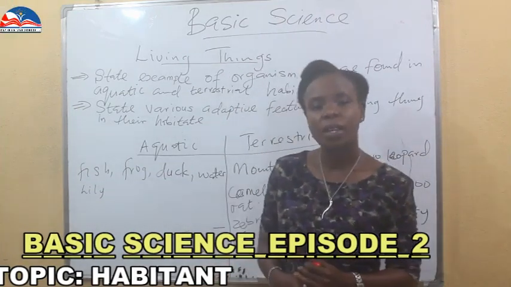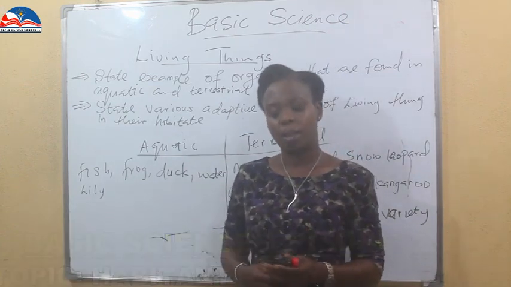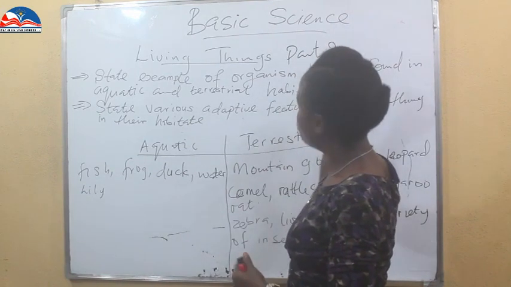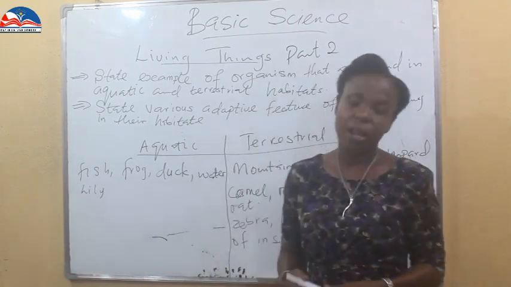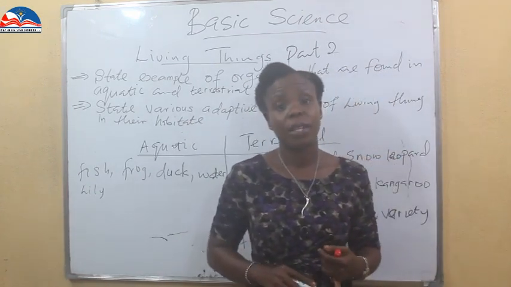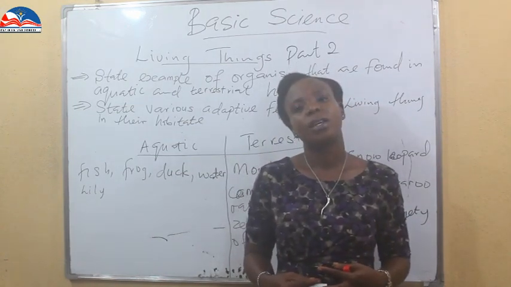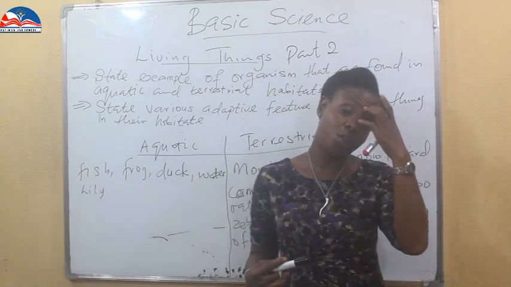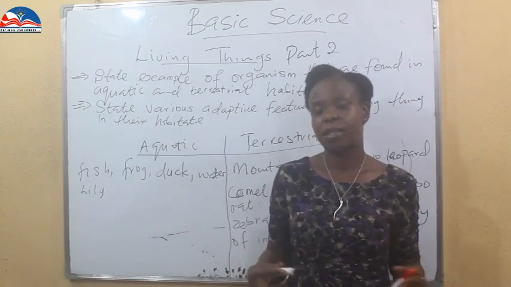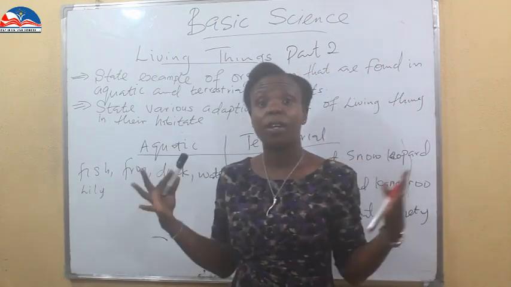Our class for today, Basic Science, and we are continuing on habitats, living things. Part 2 today; we took part 1 before. We have mentioned the different habitats. We explained what a habitat is in our previous class, and we talked about the different types of habitats. In our class for today, the objective is that we're going to talk about different organisms that can be found in these habitats, that is the aquatic habitat and the terrestrial habitats.